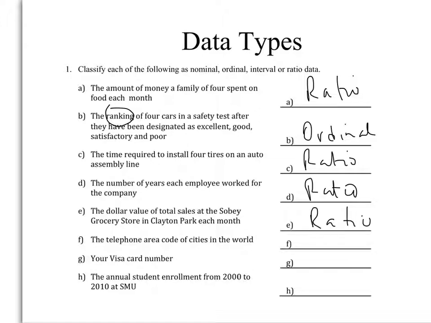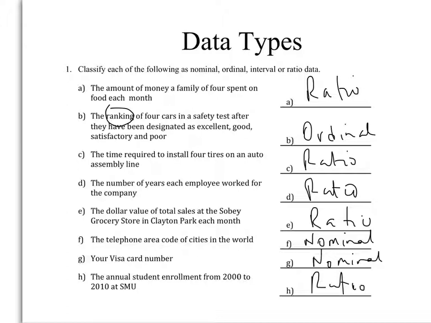Telephone area code, well, in that case, that's categories. You could look at it as categories. So if you think of a city or you think of a country, 902, 416, 514, 506. So these are basically categories. There's no ordering, so that's just nominal data. Your Visa card numbers, again, no ordering, so that's nominal. And then annual student enrollment, well, that's quantitative, and there is an absolute zero. Zero enrollment means that no students enroll. 400 versus 800, the ratio makes sense, twice as much, so that's ratio.